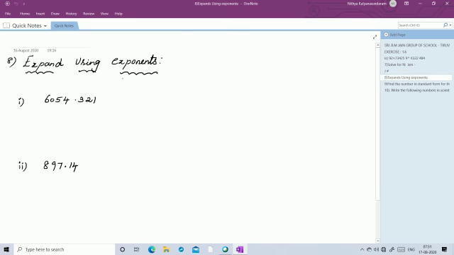Next question, expand using exponents. Usually expanded form means we will write each and every number using place value, but here we expand by using exponents. Exponents means we want to write it in power form. So first you write the place values, point before and all. It's the Indian system, ones, tens, 100, 1000. How many thousand we have? 6. So 1000 we can write 10 cube. 100 we can write 10 square.